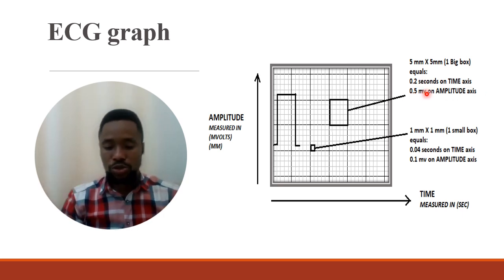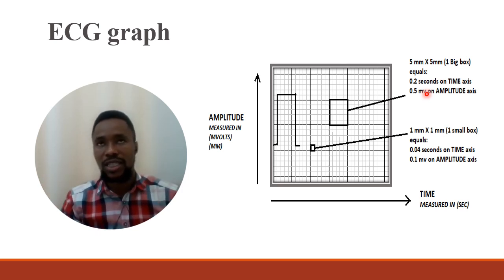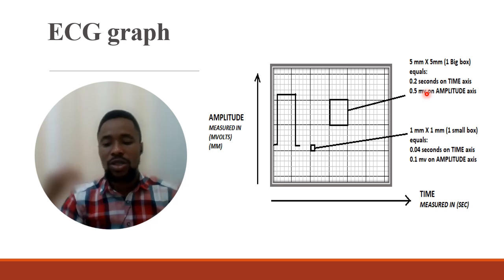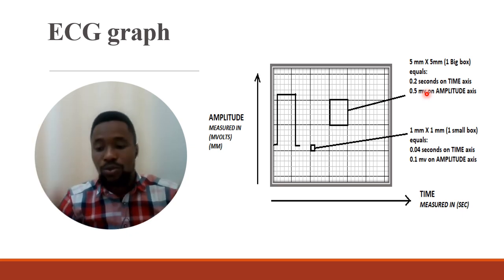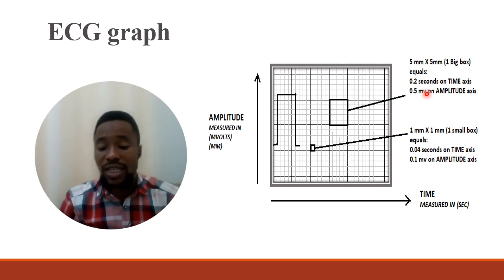Let me just put you straight. So in a nutshell, what I'm saying is that if a small box on the x-axis is 0.04 seconds, definitely 2 small boxes on the x-axis, that is in duration, will be 0.08 seconds. Okay, a small box on the y-axis, amplitude, is 0.1. 3 small boxes will be 0.3. With this explanation, you should be able to understand this now. Don't get it confused. People cram this, but that's how it's being gotten. Just write it down, do your marks.